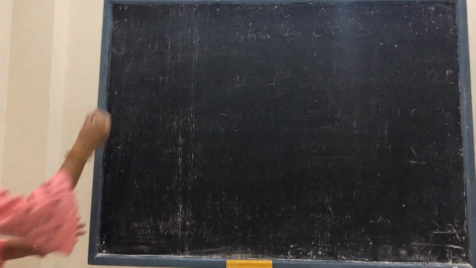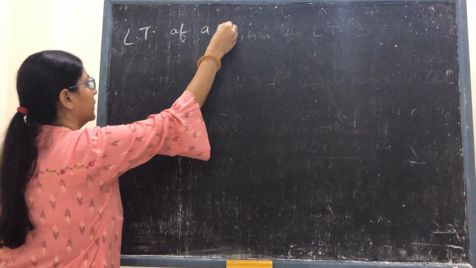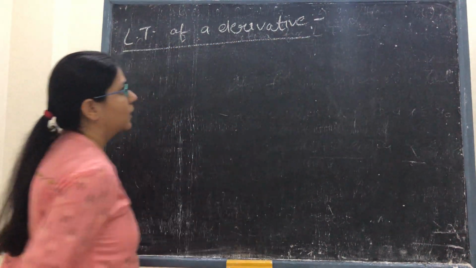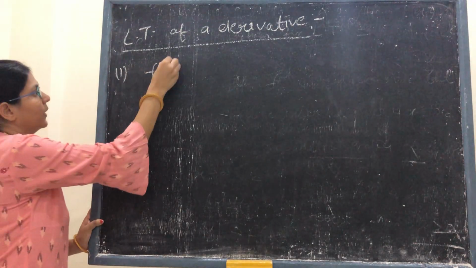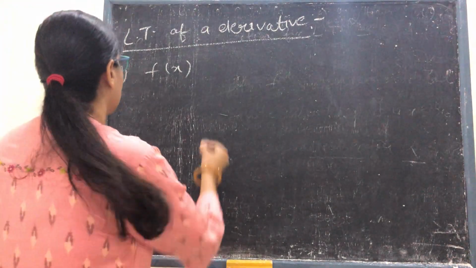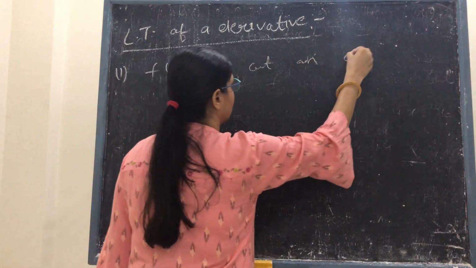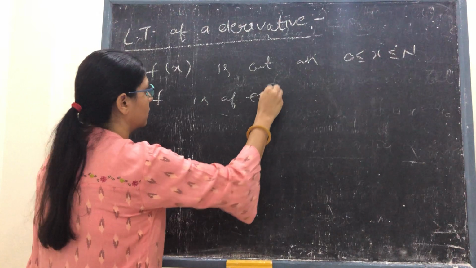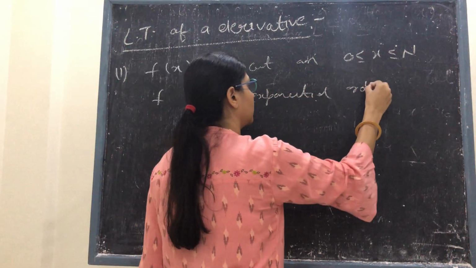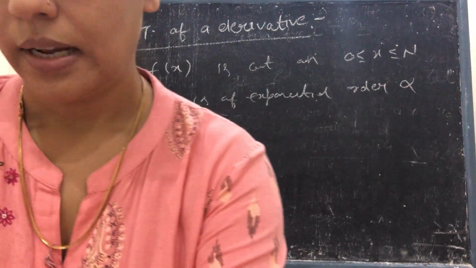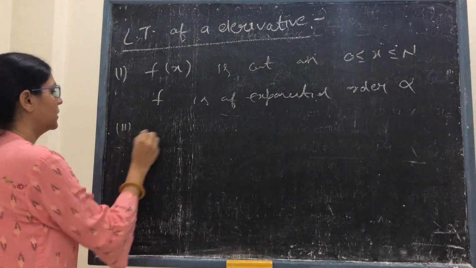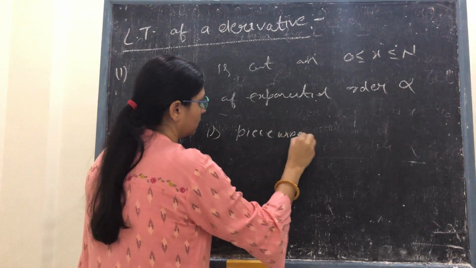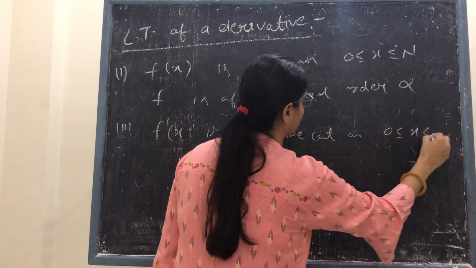अब हम पढ़ेंगे लाप्लास ट्रांसफॉर्मेशन ऑफ ए डेरिवेटिव। लाप्लास ट्रांसफॉर्मेशन ऑफ ए डेरिवेटिव के लिए हमारा फंक्शन f(x) कंटिन्यूअस होना चाहिए। f(x) is continuous on interval 0 is less than x is less than or equal to n, f has exponential order alpha, and the third condition is f dash x, the derivative of f, is piecewise continuous on interval 0 is less than x is less than n.